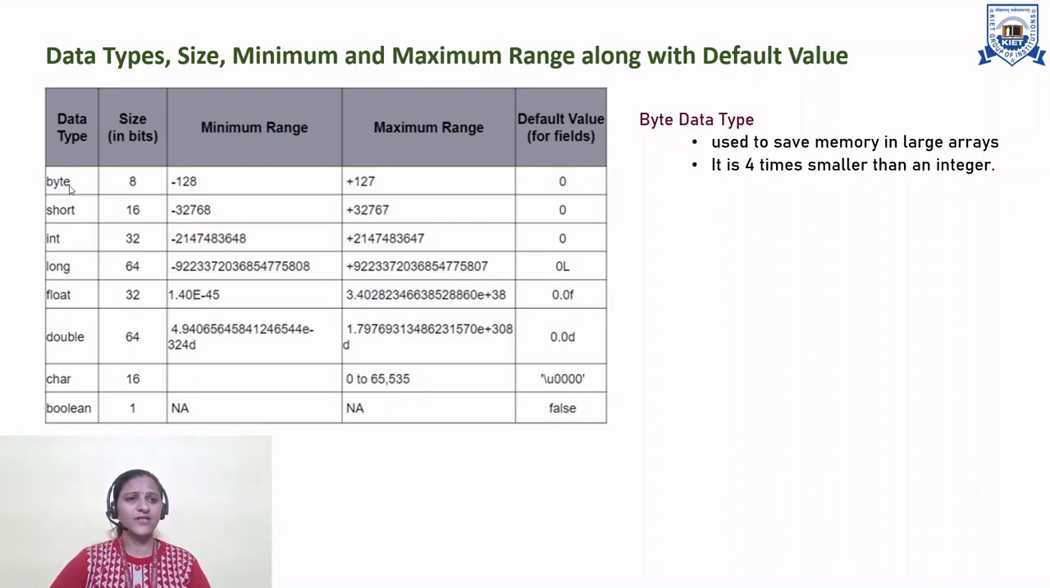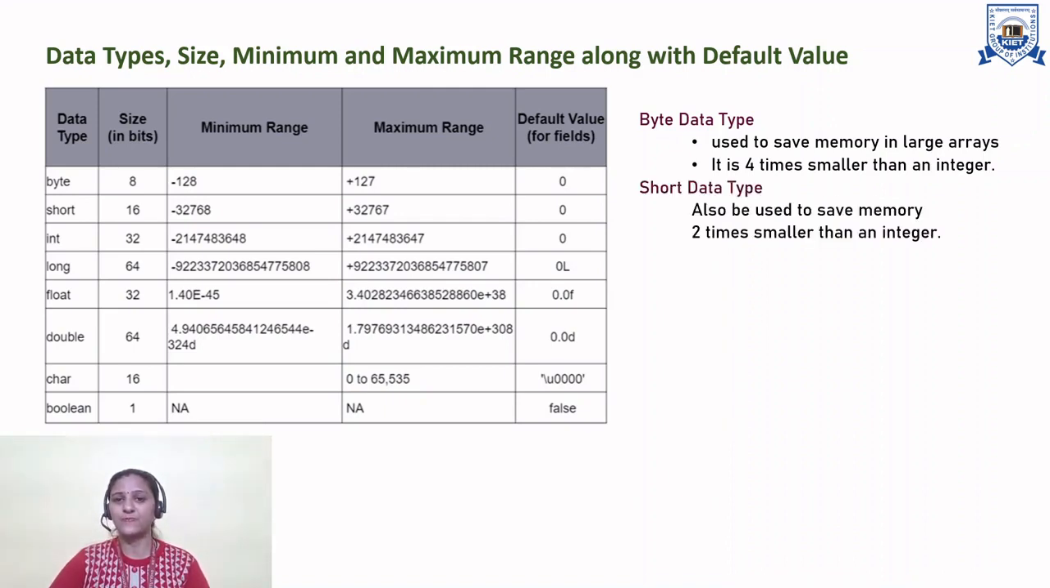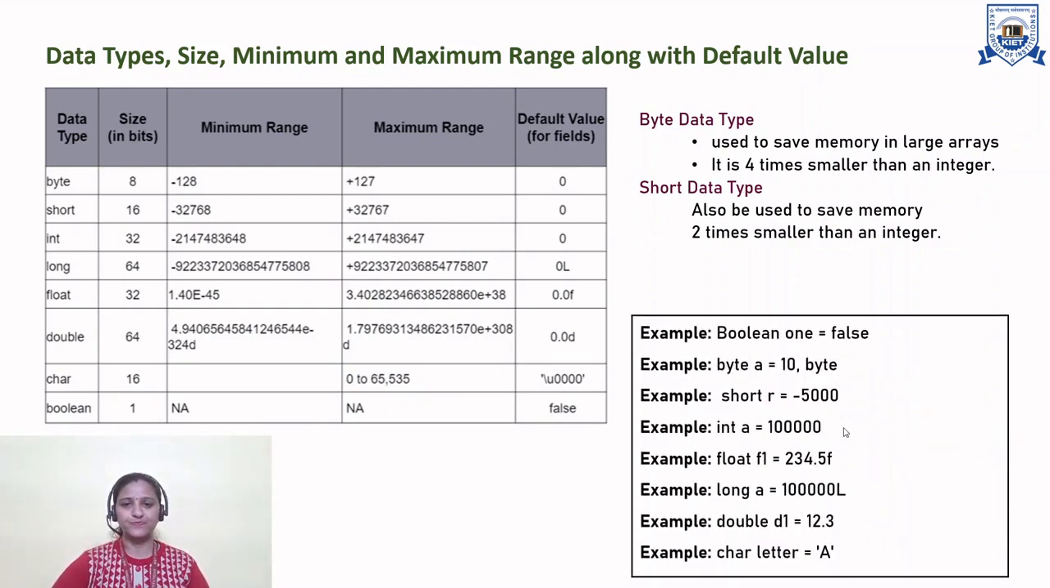In certain cases, we use the byte data type. Basically, it is used to save memory in large arrays. It is 4 times smaller than integer. The short data type is also used to save memory. It is 2 times smaller than integer. So it is upon the programmer how much memory is required and how much to save. It is all upon the programmer to save the memory.